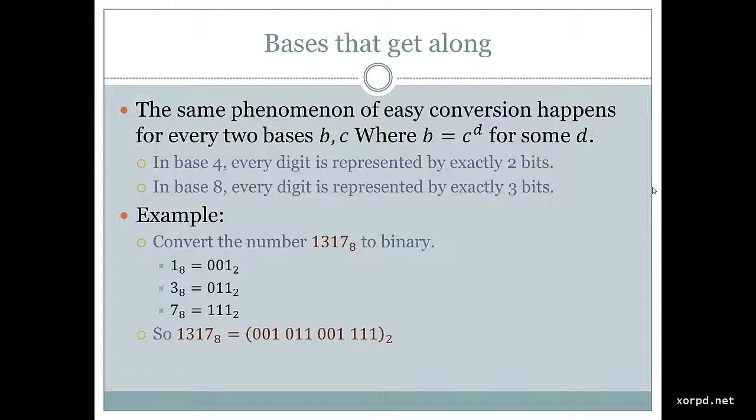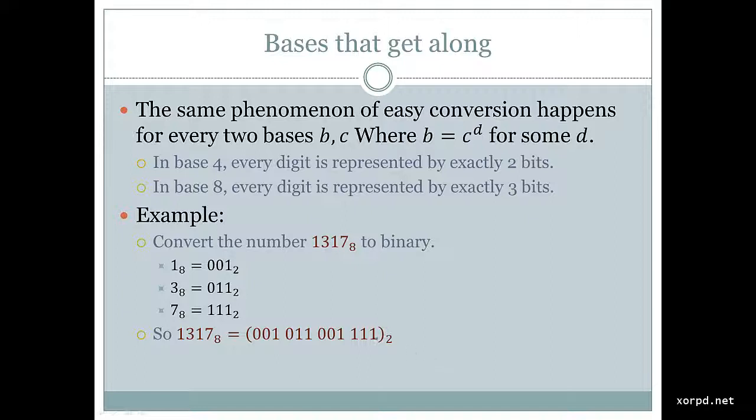Example, convert the number 1317 in octal base, in base 8, to binary. So this time we are going to convert every octal digit into 3 binary digits. The first digit, 1, is going to be converted to 001 in base 2. The second one, 3, will be converted to 011 in base 2. And the third one, 7, is going to be converted to 111 in base 2. So eventually, we get this result.